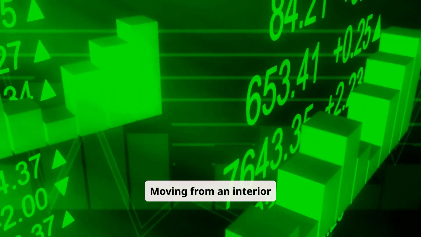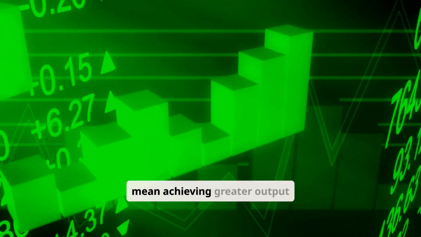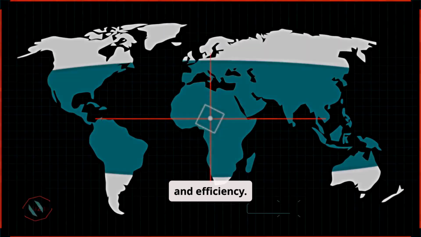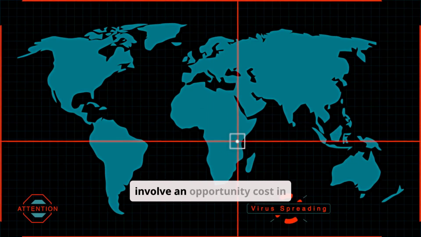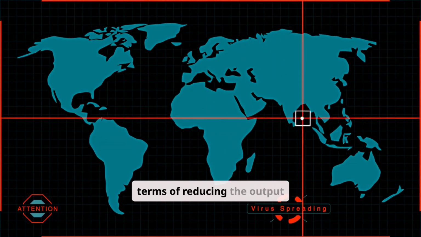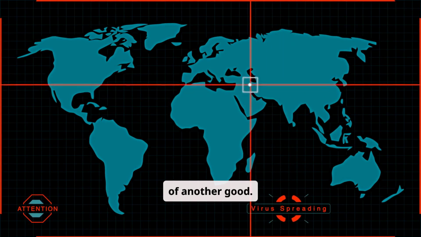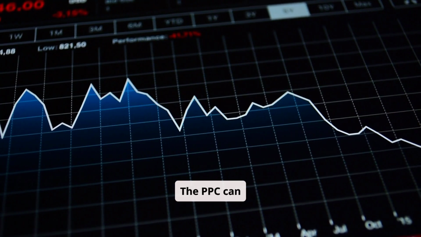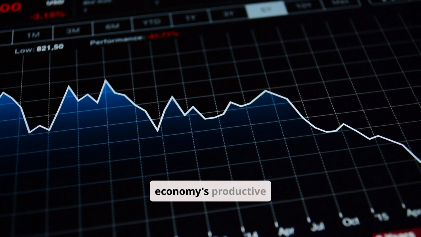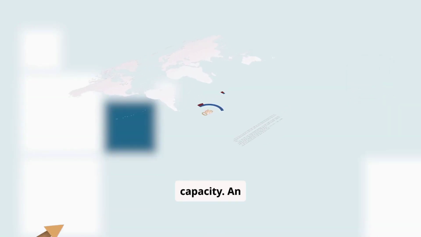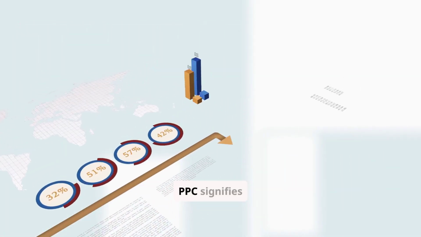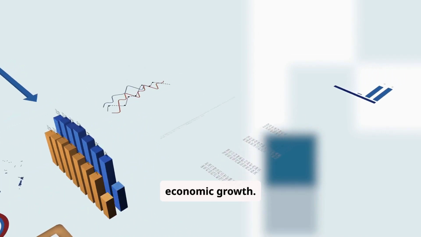Moving from an interior point to a point on the curve would mean achieving greater output and efficiency. This movement does not involve an opportunity cost in terms of reducing the output of another good. The PPC can also illustrate changes in an economy's productive capacity. An outward shift of the entire PPC signifies economic growth.